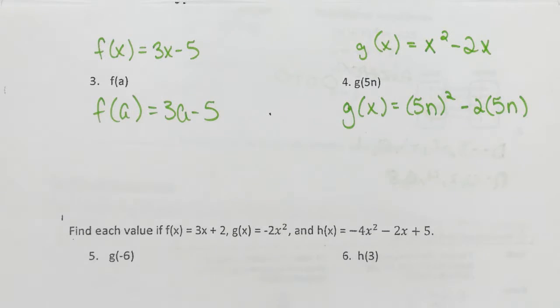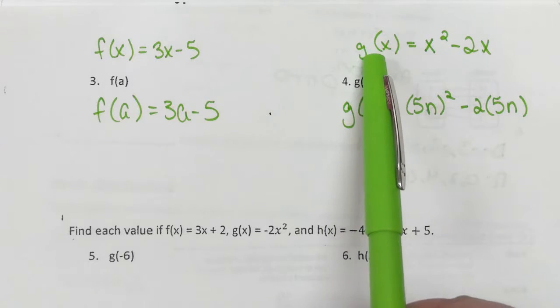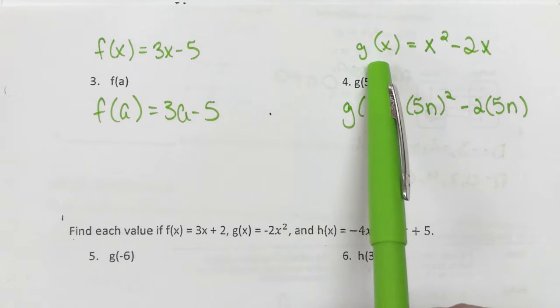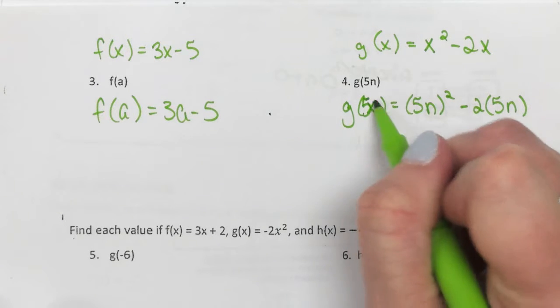Because it says x squared for g of x. G of x, right here on the other page, was x squared minus 2x. That's why I rewrote it right here. And then we're just plugging them in. Oh, Lord. Is that what you're talking about?